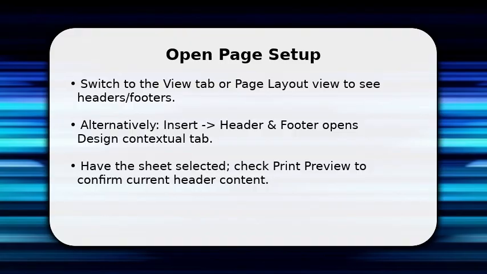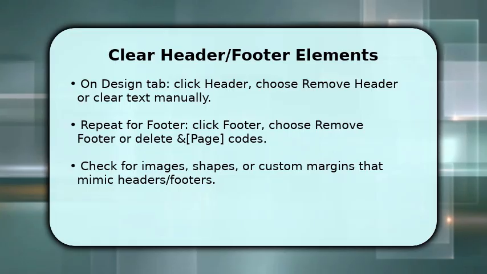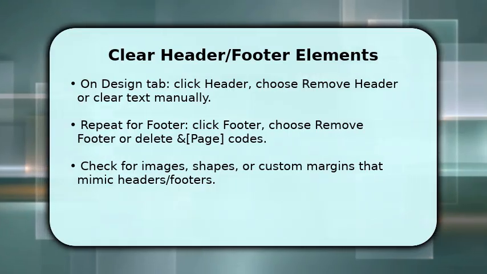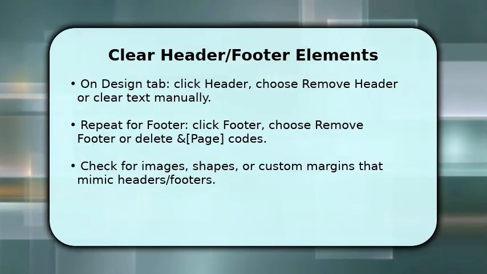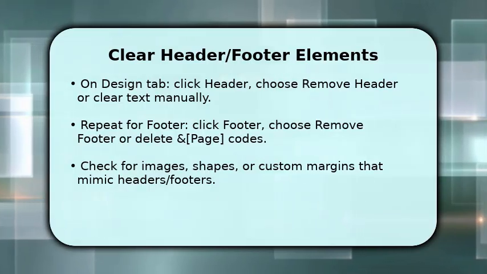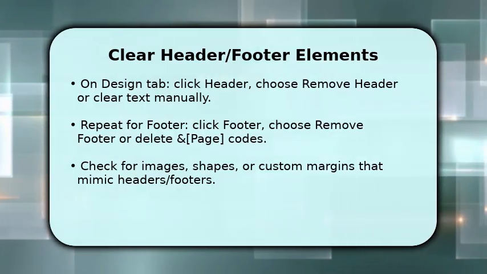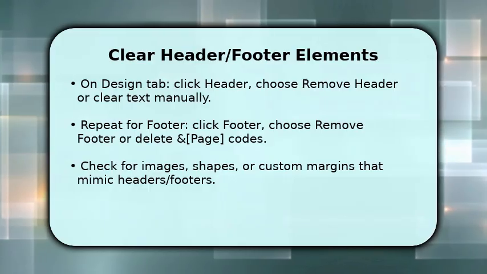Once the Design tab appears, remove header content directly. Click Header, then choose Remove Header or select and delete any text and page, date, or time codes. This clears automatic fields. Do the same for Footer. Choose Remove Footer or erase its contents. Make sure to also inspect left/center/right sections because Excel stores 3 separate areas.